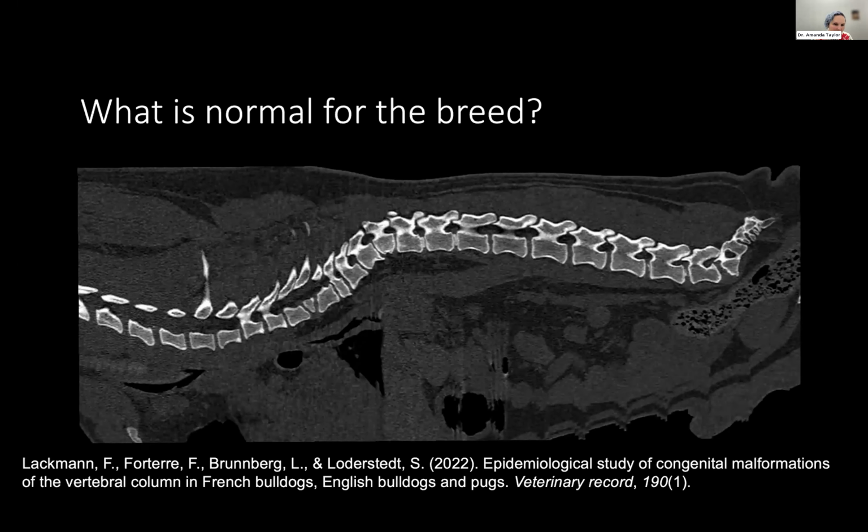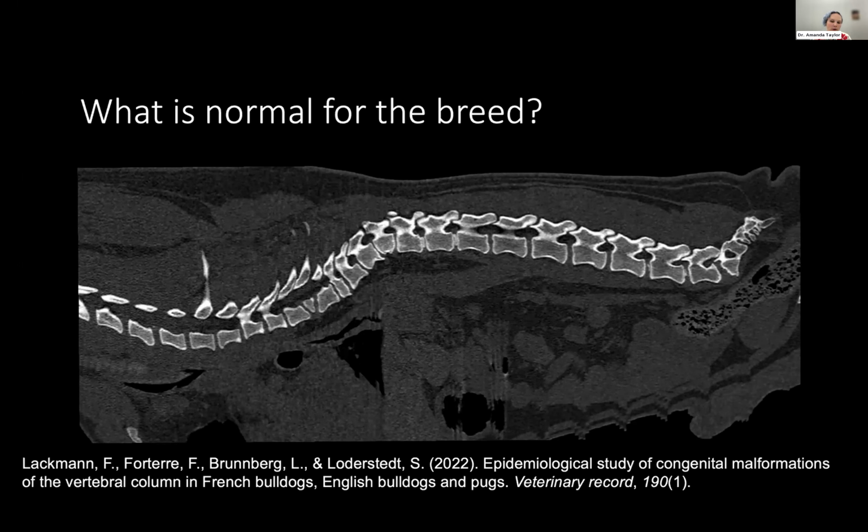Not sure there really is a standard for normal for French bulldogs as far as their vertebral column structure. But in my experience, normal for this breed is to have multiple congenital abnormalities. We know based on the literature that this is highly, highly prevalent in the breed. Almost every French bulldog should and will have congenital vertebral abnormalities.